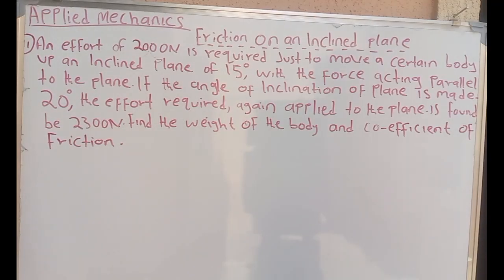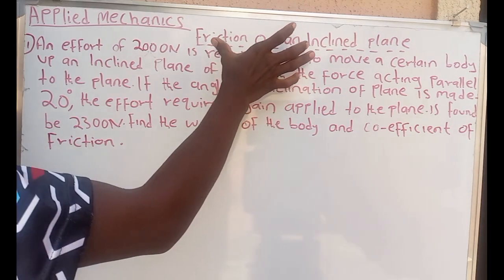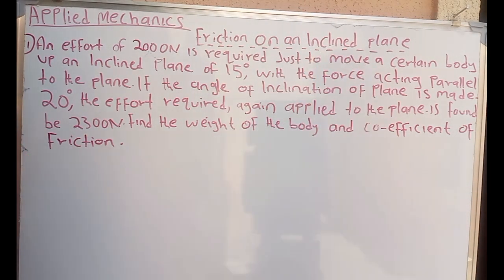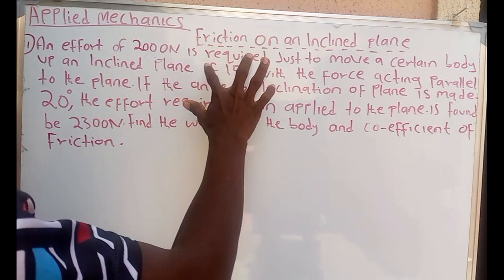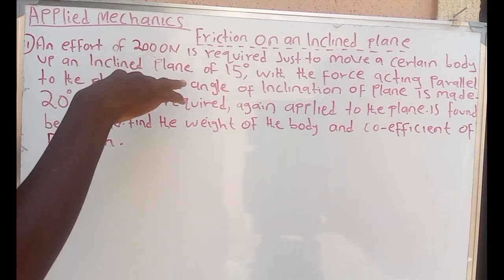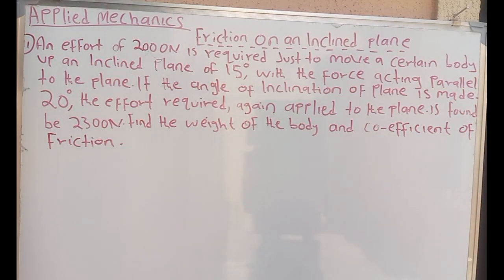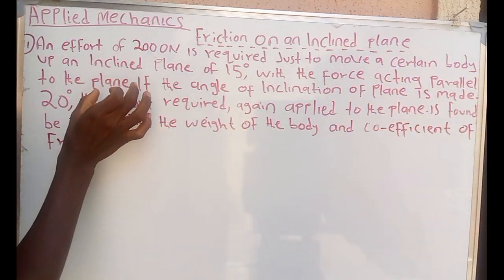So let's provide a solution for this question. Applied mechanics. The topic is based on friction on an inclined plane. Suppose the question says an effort of 2000 newtons is required just to move a certain body up an inclined plane of 15 degrees with the force acting parallel to the plane.